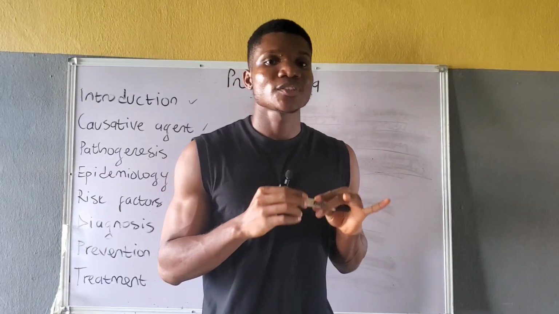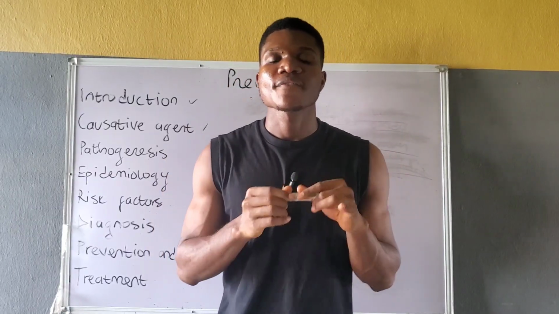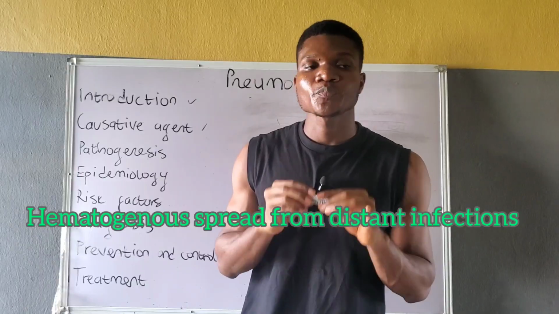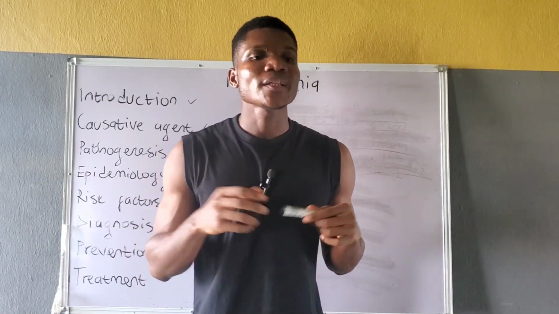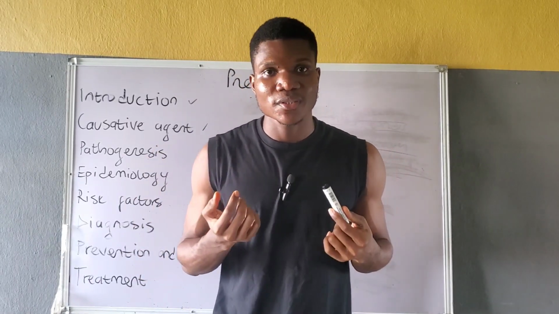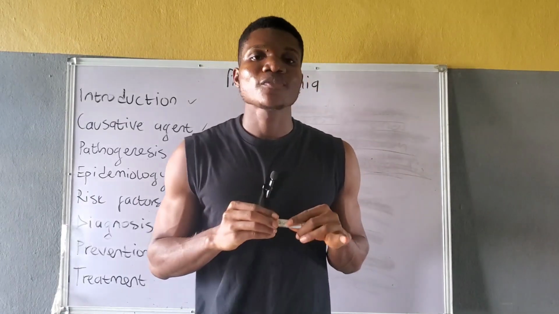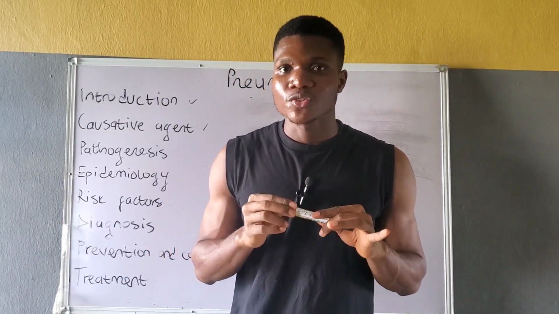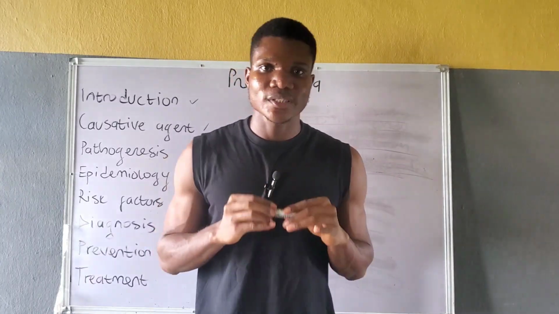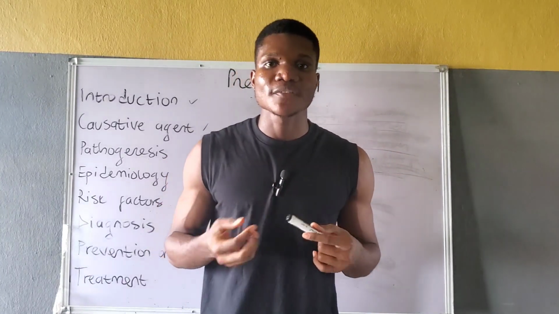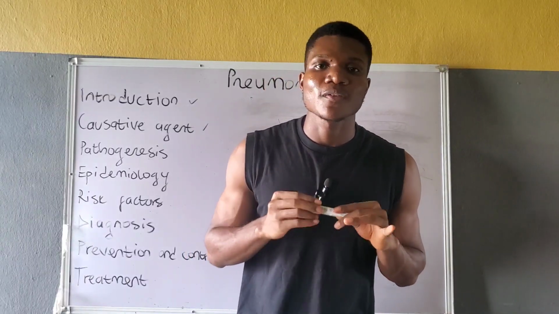Also, pathogens get into the lungs to cause infection via hematogenous spread from distant infections, right? Usually when there is an infection in the body that metastasizes into the bloodstream, it is possible for that pathogen to travel through the blood and get deposited in the lungs. In the lungs, this pathogen can cause pneumonia if it is a pathogen that is capable of causing pneumonia.